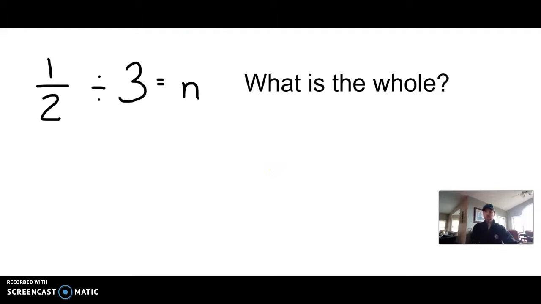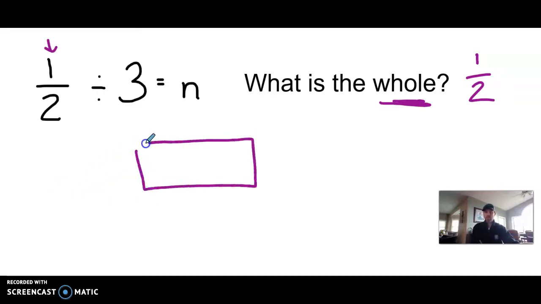As we look at a sample problem to start, we have 1/2 divided by 3. We have to first think about what is our whole in here. And for a division problem, the first number always becomes our whole. So we're starting with 1/2. If you're thinking about our work the previous couple days, we might be thinking of some candy bars or some brownies that you're going to start with. Here, if I had a candy bar, I'm going to start with 1/2 of the candy bar.